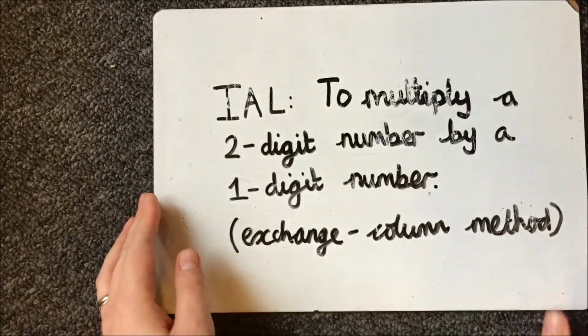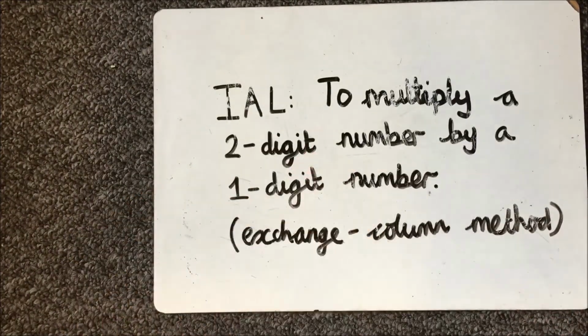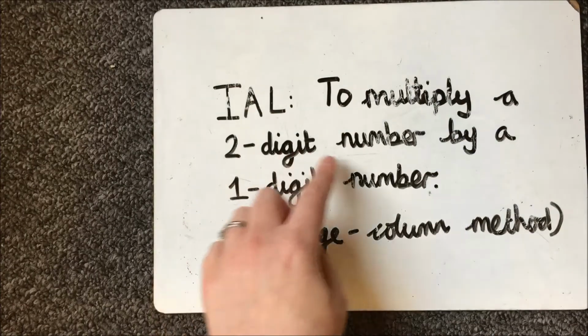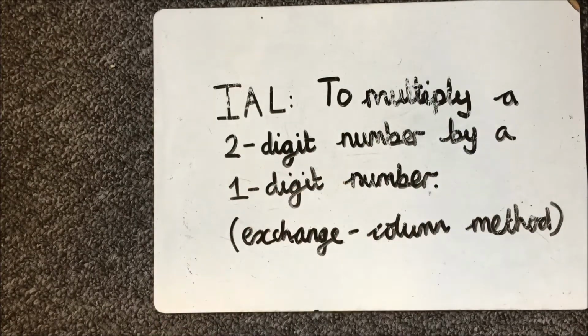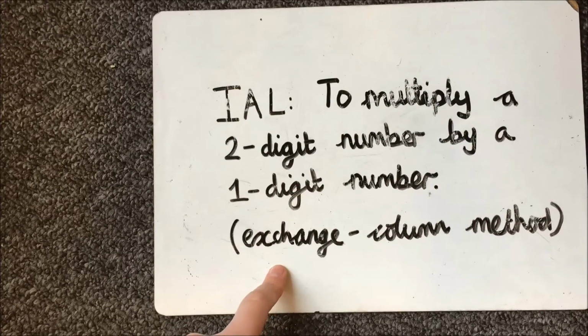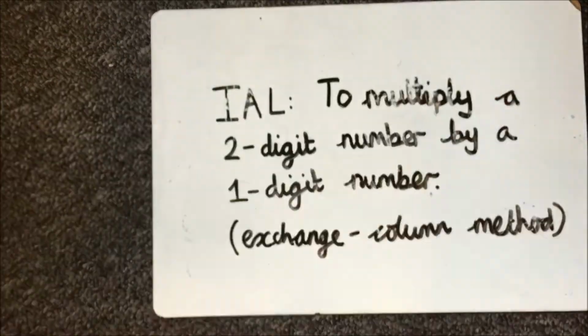Well done. Today, we are going to be continuing our learning on multiplication. Oh, it's got a little bit ripped out, I'm sorry. It says to multiply, so to times, a 2-digit number by a 1-digit number, which we're really good at now. We're going to be using our exchanging from yesterday.